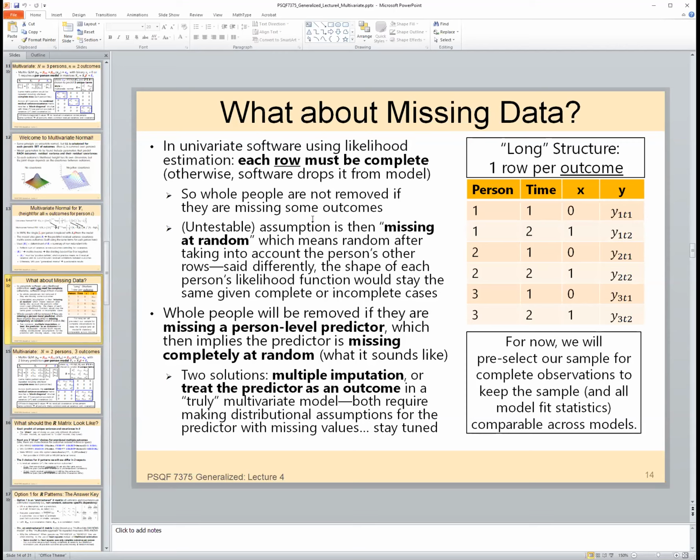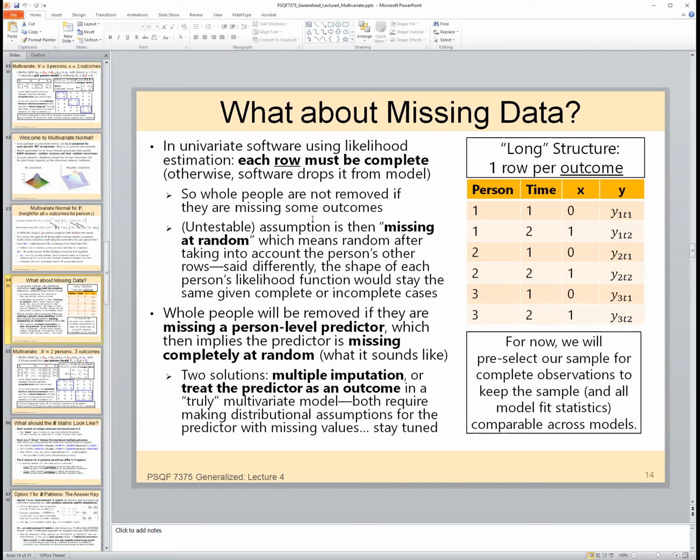What you can test is a stricter assumption that's called missing completely at random, which is what you're forced to make if you are missing predictors. So if you have somebody who has 2 outcomes and you put a predictor into the model that is a person level predictor, something that is constant over time, then you have to throw out all of their data because each row would be incomplete.